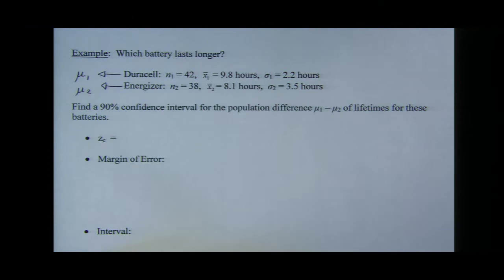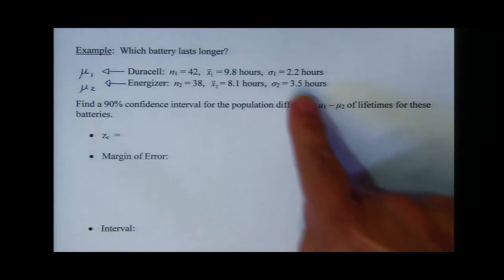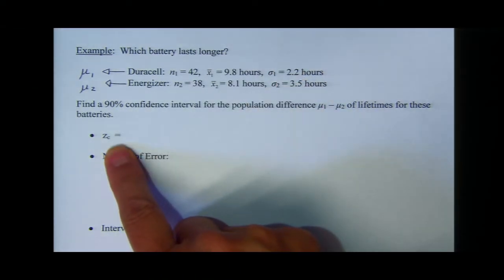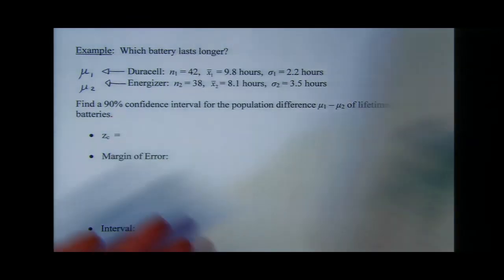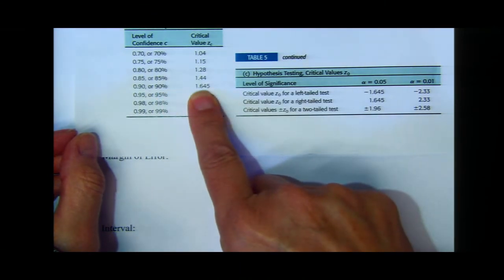All right, so we're asked to find a 90% confidence interval for the population difference, mu1 minus mu2, of lifetimes for these batteries. Since sigma is known, then I know I have a z sub c value. It's 90%, so I come to the 90%, so I'm going to use 1.645.